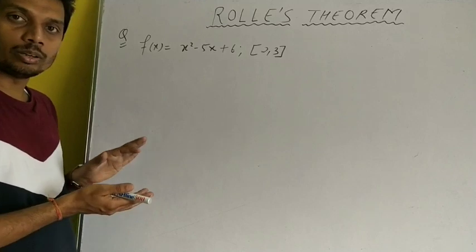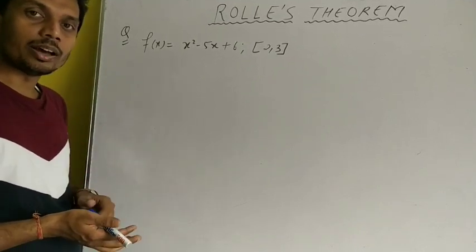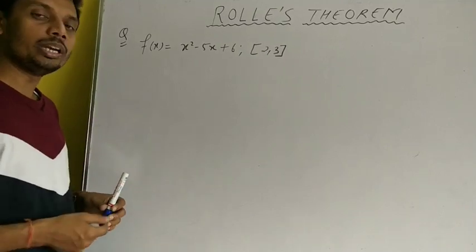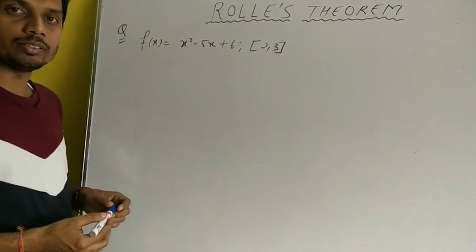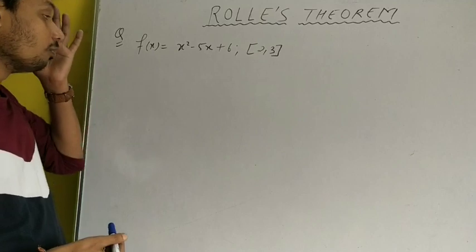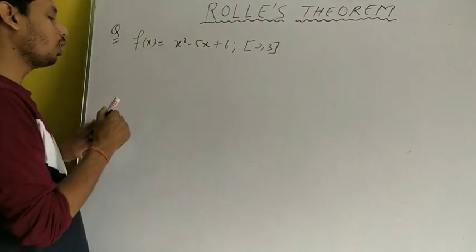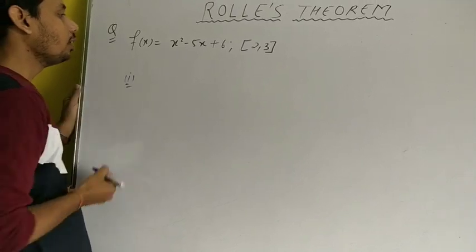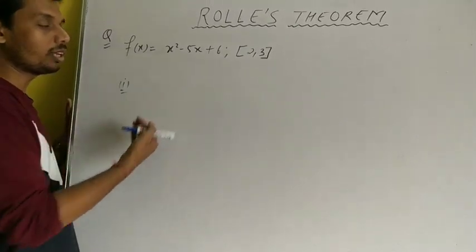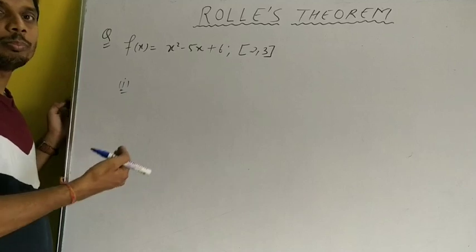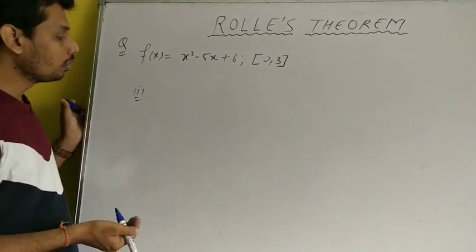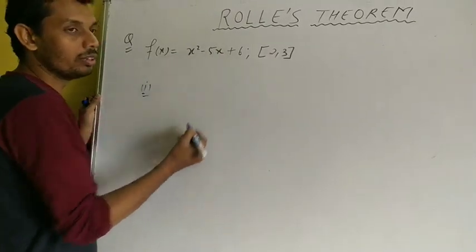If these three conditions hold, then there exists a value c, at least one value c, in the open interval a comma b, such that f dash c is equal to 0. Now here this is f(x). Now how do we write it in the exam? Suppose this type of question comes, then how do we present it in our answer sheet? See, this is a polynomial function.